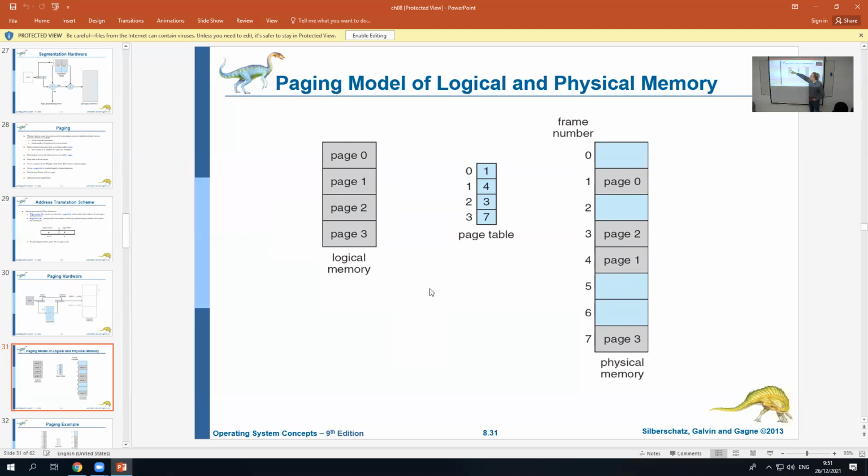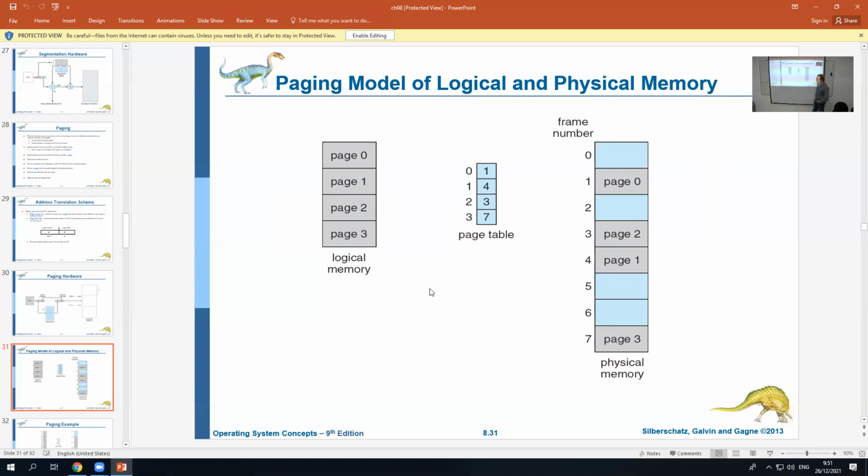But that means page 1 can go anywhere. So what are we going to do? We're going to go to page 1 on the page table. That means go to row 1 in the page table, and we see a 4 there. That means it's going to be physical frame 4. Go down 4, and here it is, page 1. If we want page 2, we go down to row 2 and see 3. So we go to frame 3, and there's page 2. If we want page 0, we go here and see a 1 there, and we go down 1, and here's page 0.